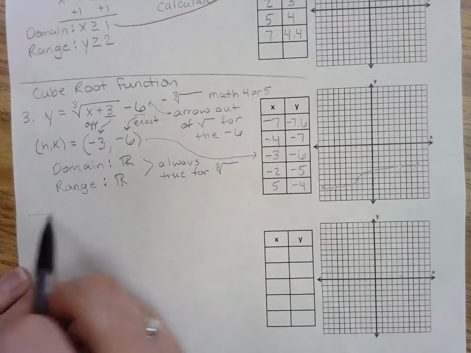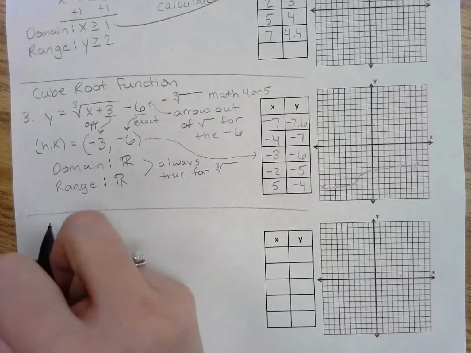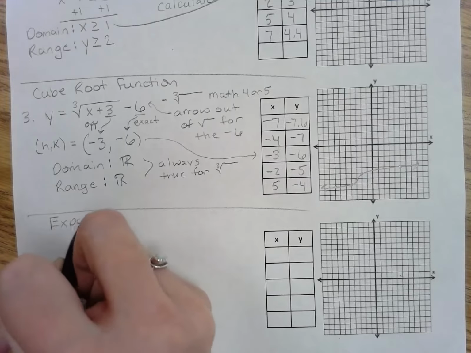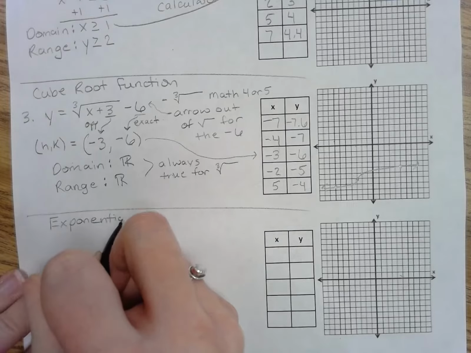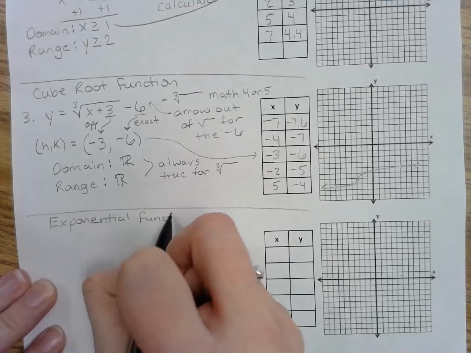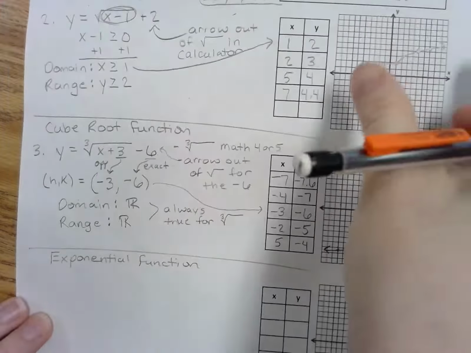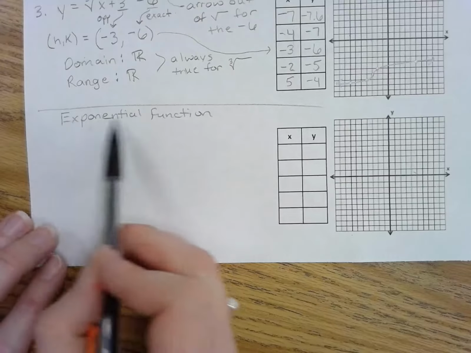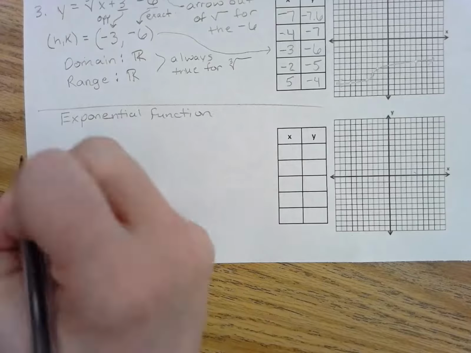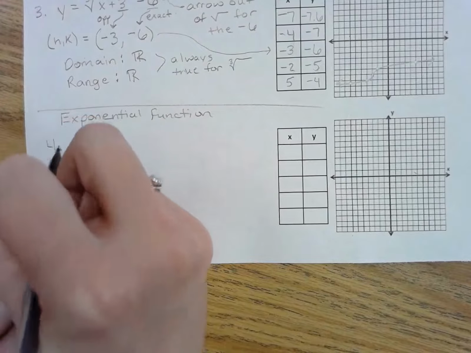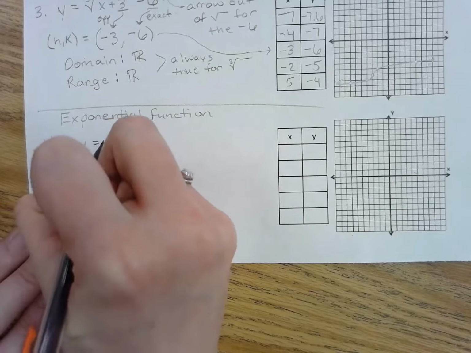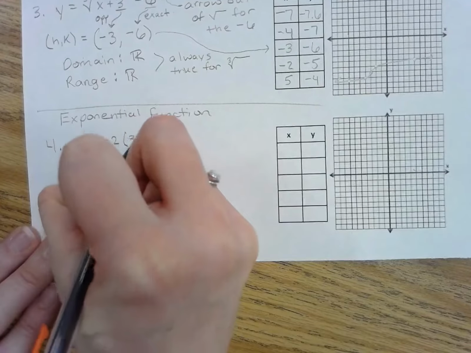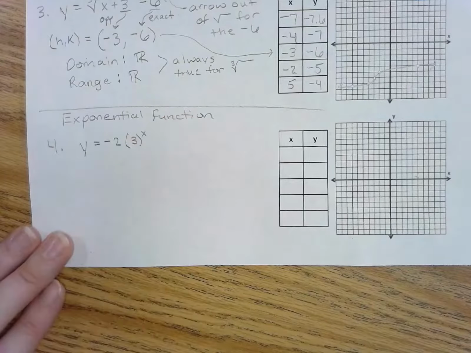Let's look at our final graph. This time we're going to look at an exponential function. For exponential functions, remember we should see the variable as the exponent. If we're going to call it exponential, that's where the exponent or the variable should be. So we have y equals -2 times 3 raised to the x.